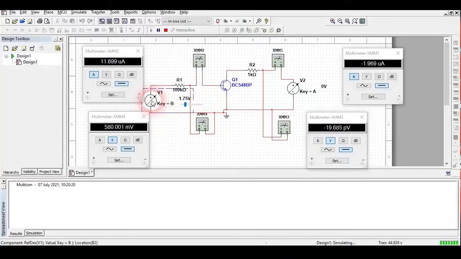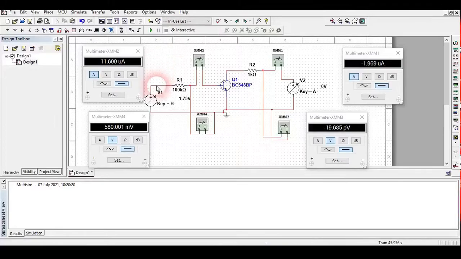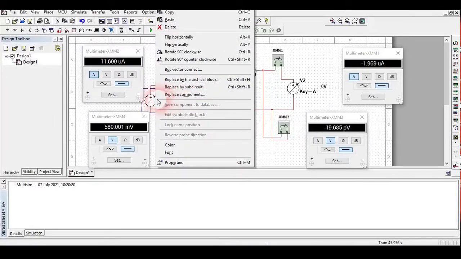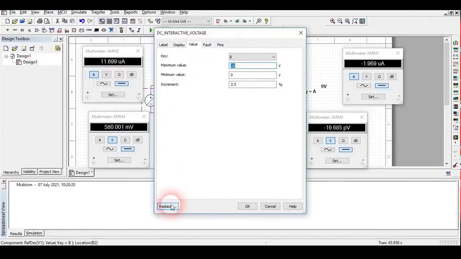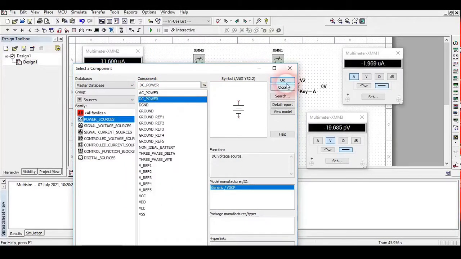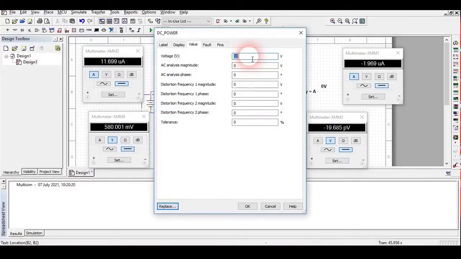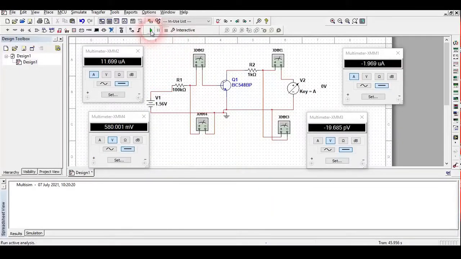So firstly I am going to change this V1 by DC voltage, so that I could feed any value here. Here I have seen that at 1.5 volt I was getting around 9 point something microampere current. So here I am going to use 1.56, suppose, and let's run this. I am getting 9.851 microampere of current.